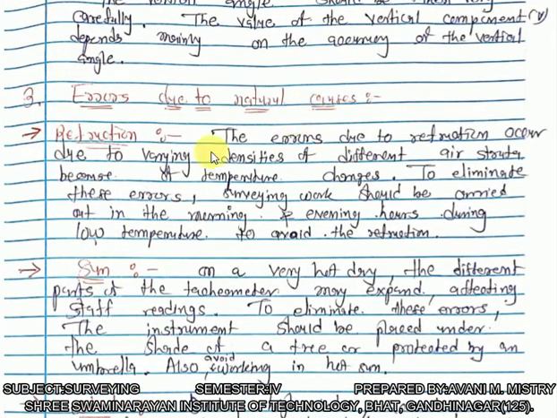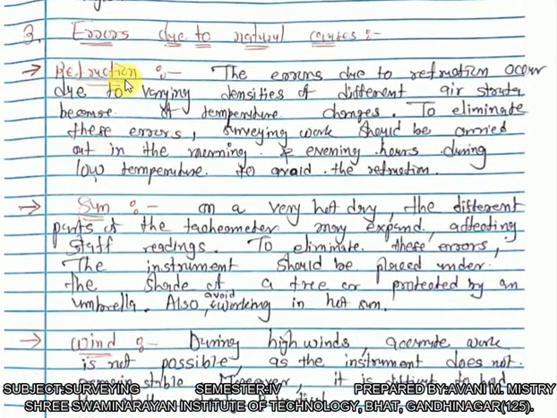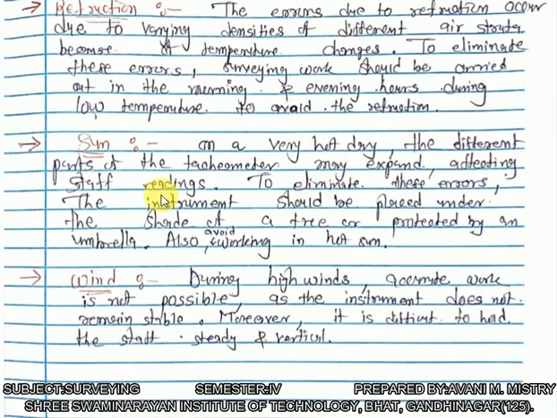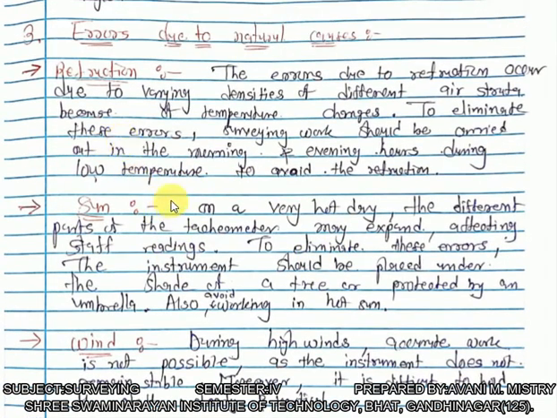Errors due to the natural causes. First one is refraction. The errors due to the refraction occur due to the varying density of the different air strata because of temperature changes. To eliminate these errors, the surveying work should be carried out in the morning and evening hours during low temperature to avoid the refraction. Due to the refraction, errors occur in readings.